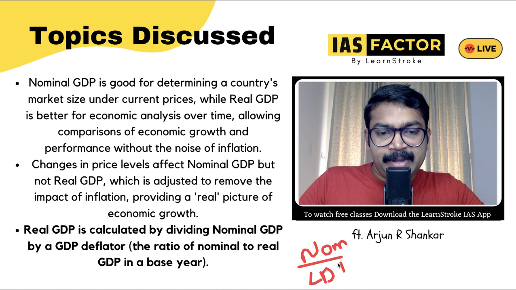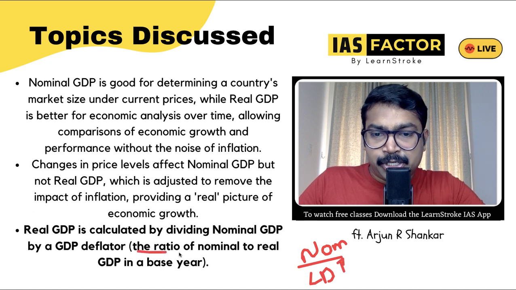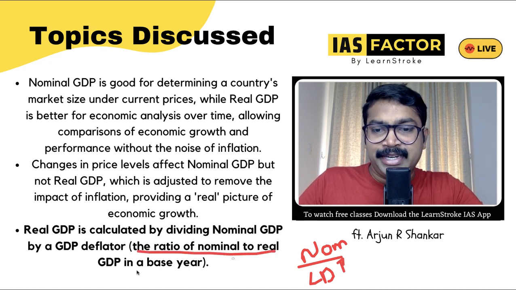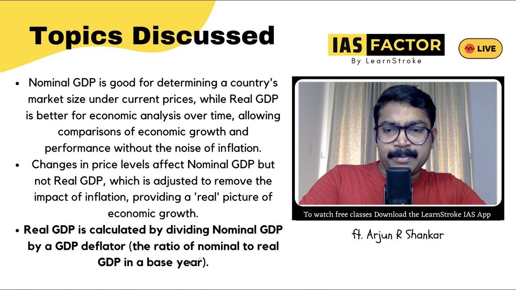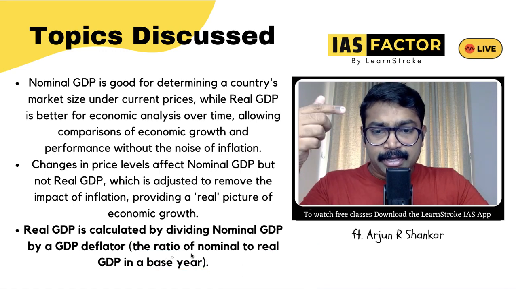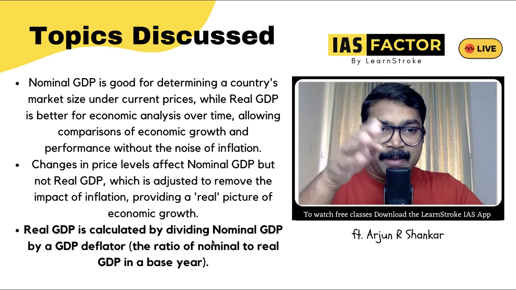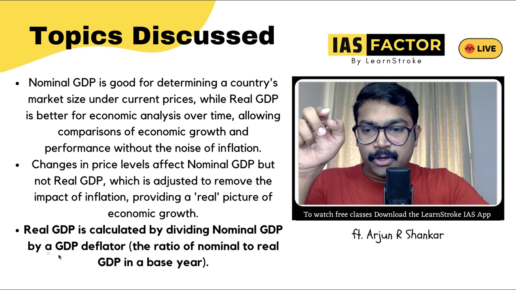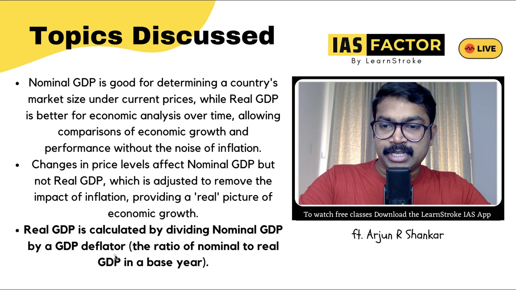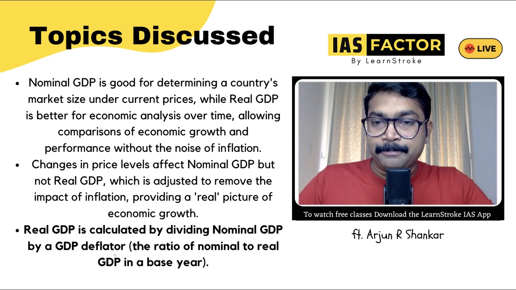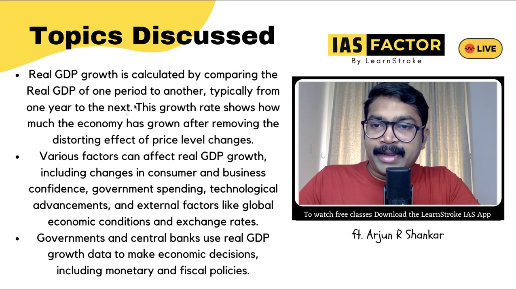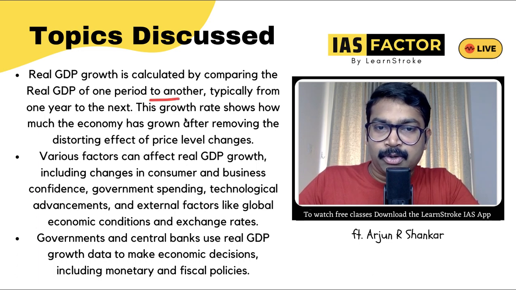So what is the GDP deflator? It is the ratio of nominal to real GDP in a base year. Please remember, the GDP deflator is the ratio of nominal to real GDP in a base year. That is the GDP deflator. All this is also important for the exam. So you can see real GDP growth is calculated by comparing the real GDP from one period to another. This growth shows how much the economy has grown. This we have already discussed.